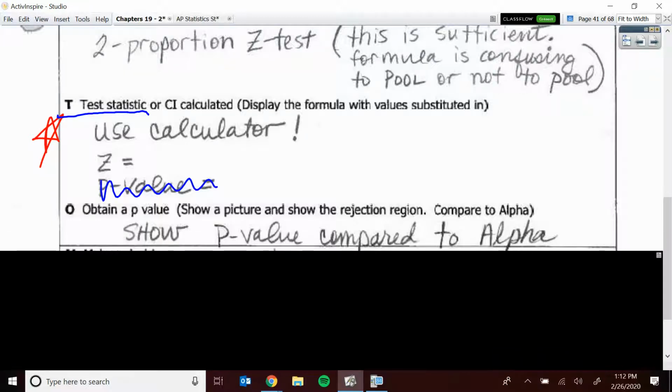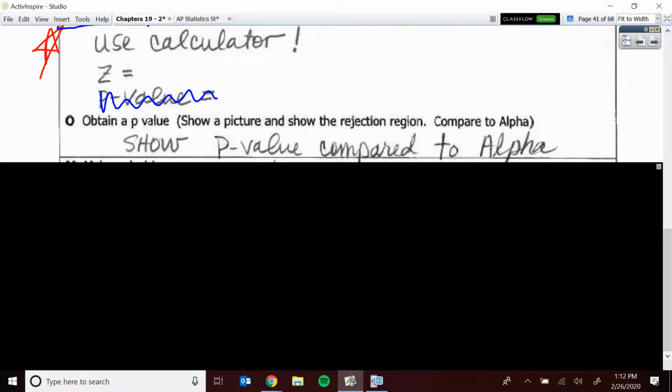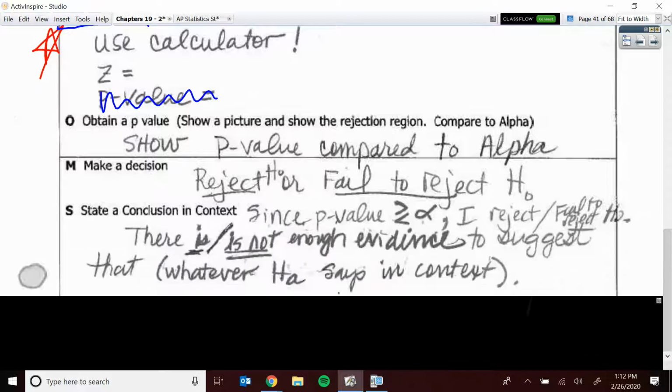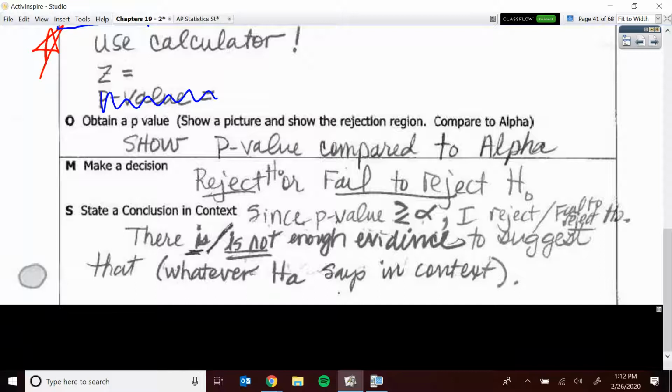And then O, obtain the p-value and compare to alpha. What's after O in PHANTOMS? Our M, which is make a decision, and then your conclusion and state your conclusion, all the same. So all the rest is the same.